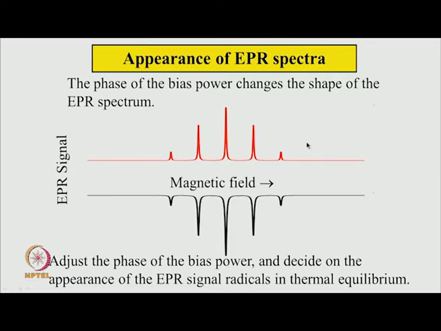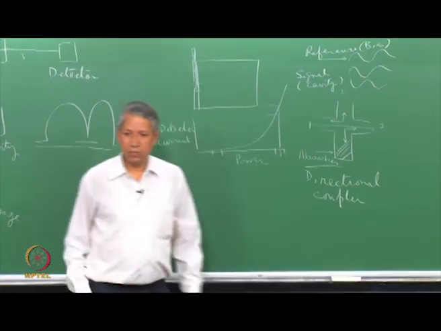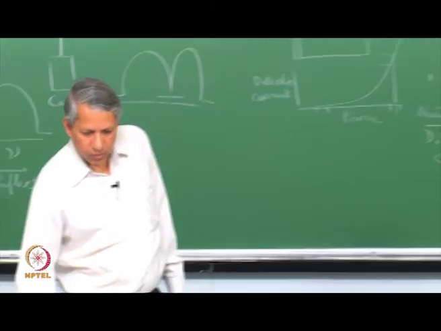Now, the appearance of this will depend on what? Bias power. See, if we change the phase of the bias power, which is here the reference power, by 180 degrees, then the detector signal changes sign. So, it can change from maybe this to this.